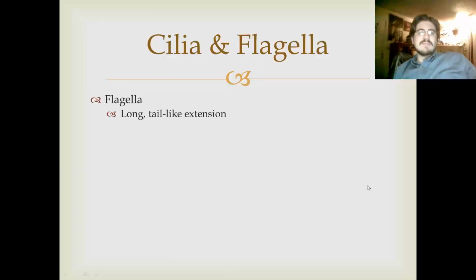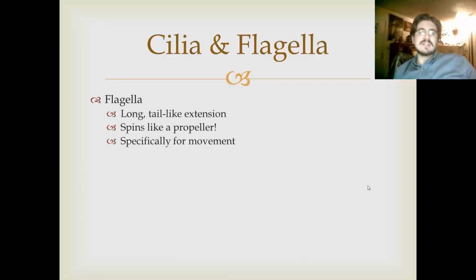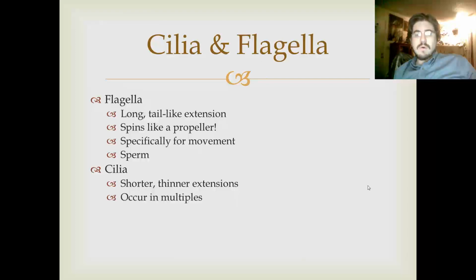So, like I said, a flagella is a long tail-like extension that spins like a propeller, and is specifically for movement only. Sperm are a great example of a cell that has a flagella. Then we can contrast that with cilia, which are shorter, thinner extensions, kind of look like hairs, and they move like oars, and they always occur in multiples.